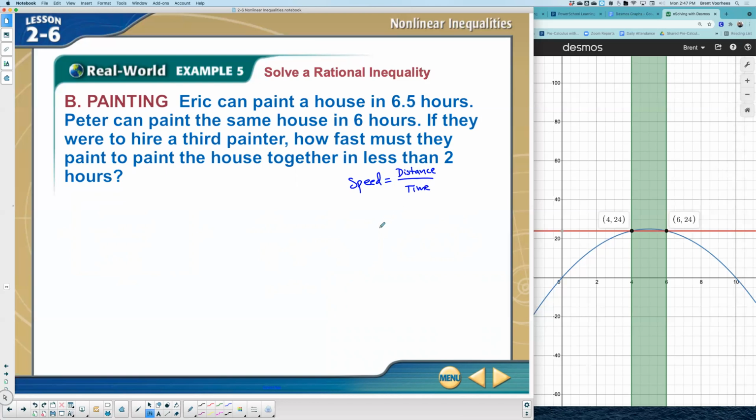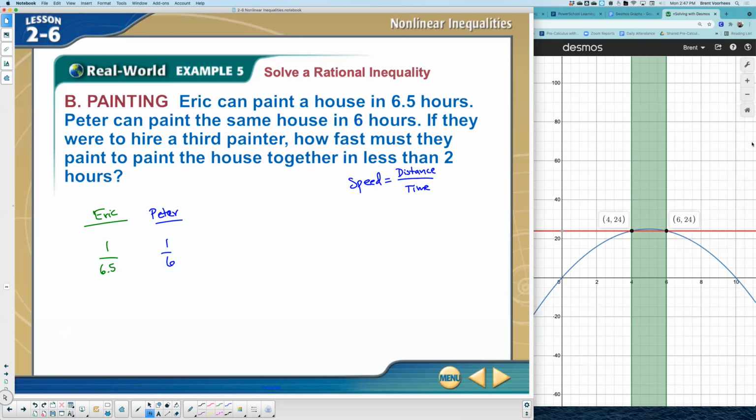Well, in this particular case, there's not a distance. We're not traveling a distance. We are painting houses, but that represents the distance. So on this one, Eric does something. What does Eric do? He paints a house. That means Eric paints one house in 6.5 hours. Now, Peter does something different. What does Peter do? One house in 6 hours.